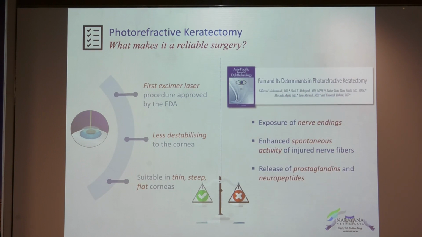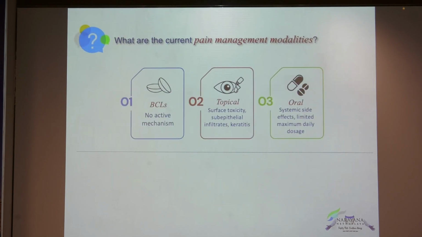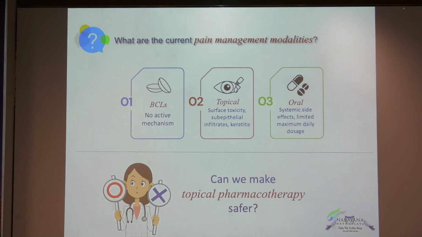It is because of the exposure of nerve endings, enhanced spontaneous activity of injured nerves, and release of prostaglandins and neuropeptides. We do have BCLs, but we do not have any active mechanism. Topical treatment can lead to surface toxicity, and oral treatment can lead to systemic side effects and limited maximum daily usage. So can we make topical pharmacotherapy safer for PRK management?